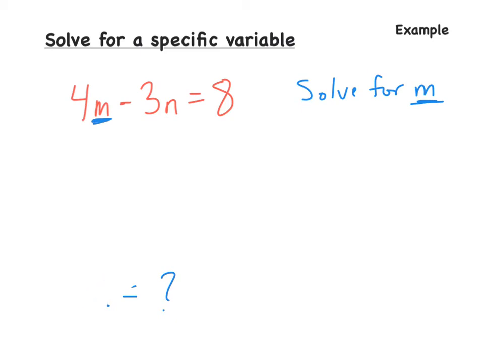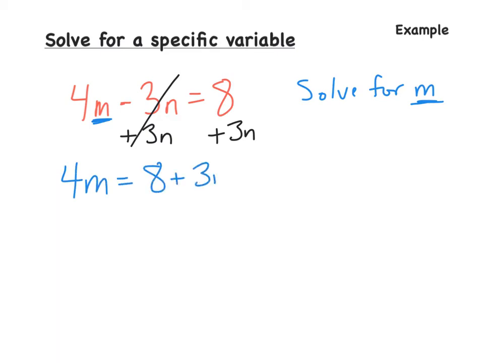So what they're saying is they want it to look like m is equal to what? So if we have 4m minus 3n, we want to move everything. This is like a two-step equation. Move everything that's not directly attached to the m first. So if we have a minus 3n, we want to move it over to the right. The opposite of a minus 3n is plus 3n. So the 3n's cancel out on the left. All that we have on the left now is 4m is equal to 8 plus 3n.